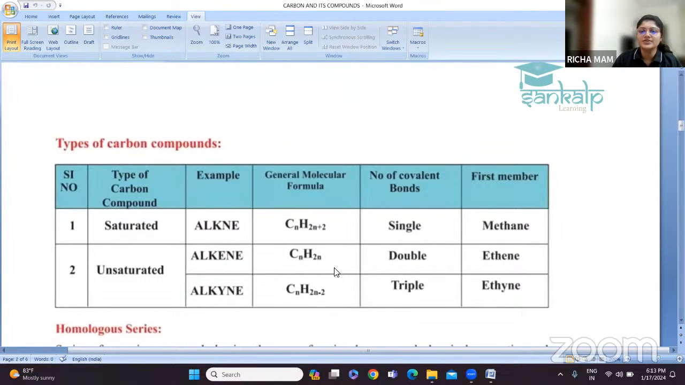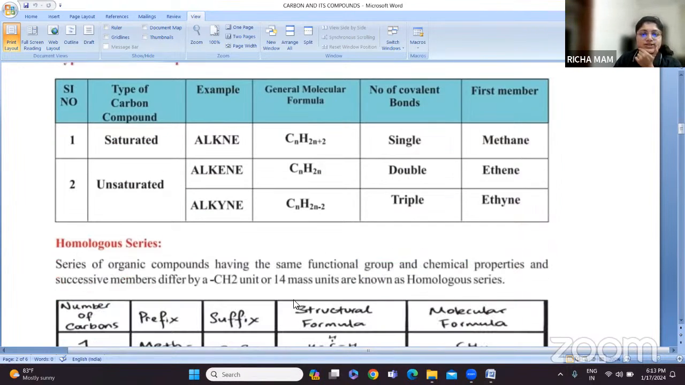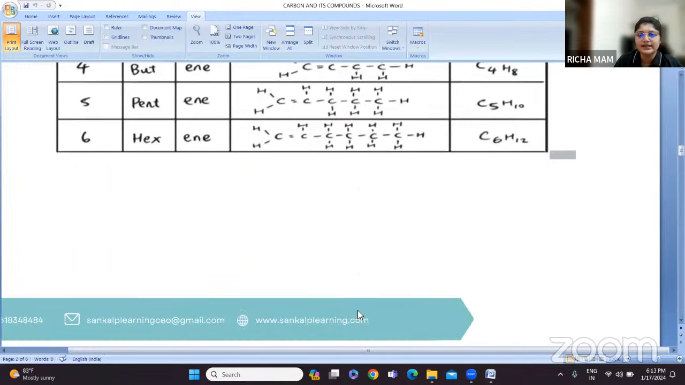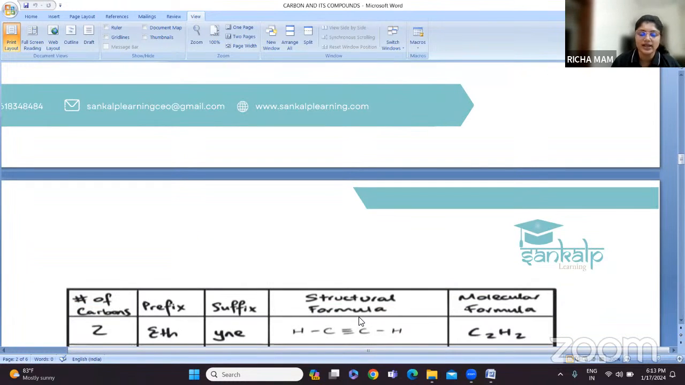Then we have seen what the types of compounds are. Then we have seen what homologous series are, the series of alkanes, alkenes, and alkynes. Alkanes are saturated compounds with single bonds between carbon and hydrogen, and alkenes have a double bond, that is, the carbon-carbon bond contains a double bond. Alkenes and alkynes together are called unsaturated compounds.